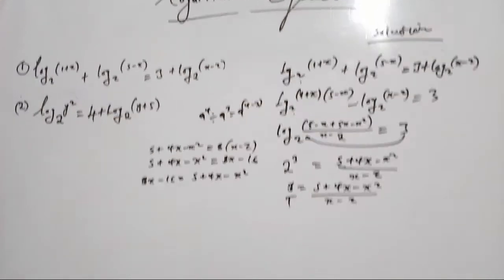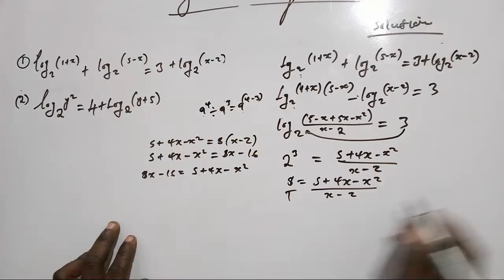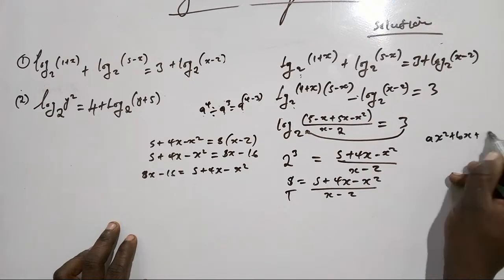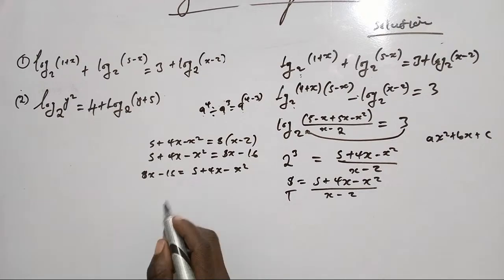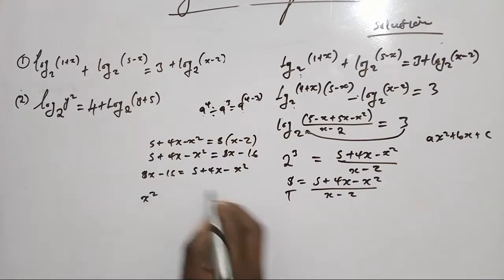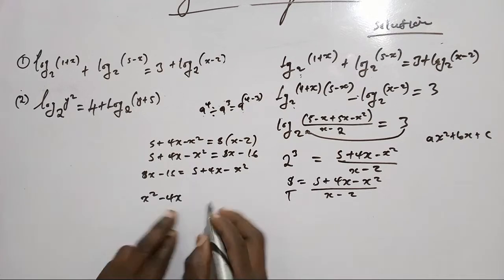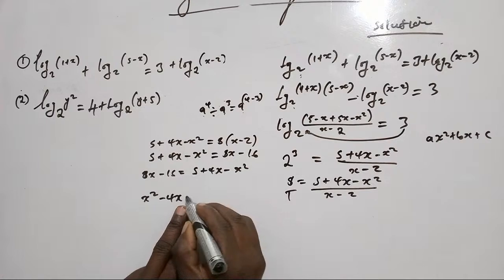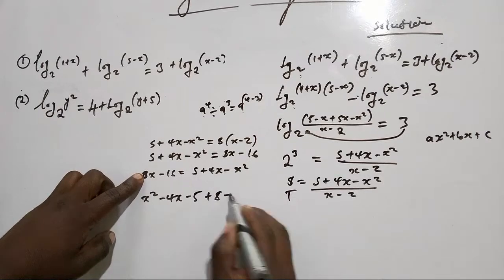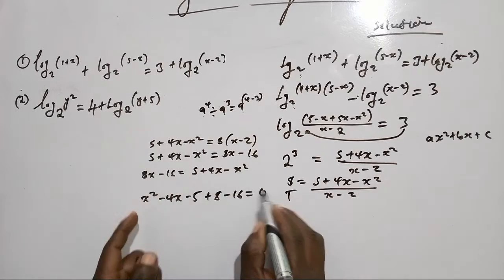Then what you have to do, if you reach here, is take this quadratic equation into standard form, which is ax² + bx + c. So we are going to do the same here, right? Minus x² across the equal sign becomes x², then plus 4x becomes minus 4x, then positive 5 becomes minus 5, then here we have a positive 8 minus 16, where we remain with 0, right?